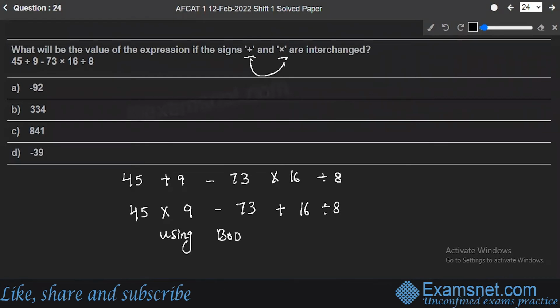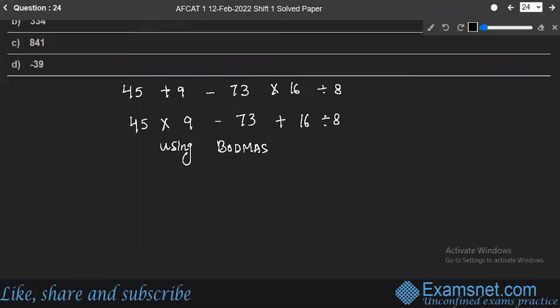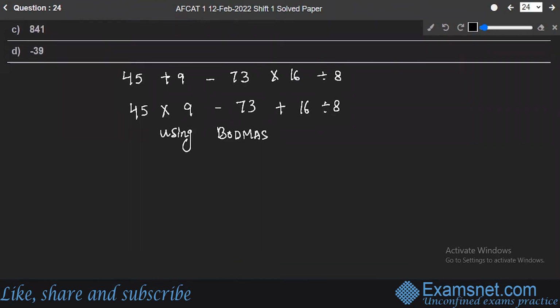Using BODMAS over here, whenever you are having your algebraic expressions, you are going to use the BODMAS. So BODMAS says you have to go with the division first of all, because no brackets and no of is available over here. So I'll say 45 into 9 minus 73 plus 16 divided by 8 will give you 2. Then you have a multiplication. 45 into 9 gives you 405 minus 73 plus 2.